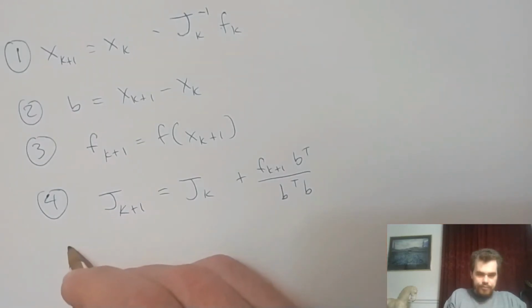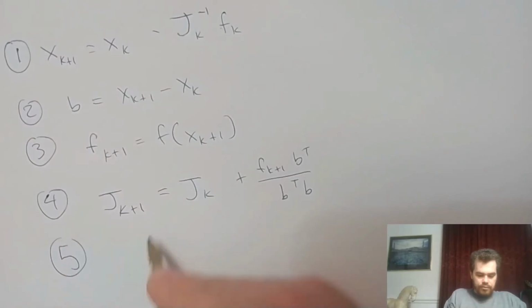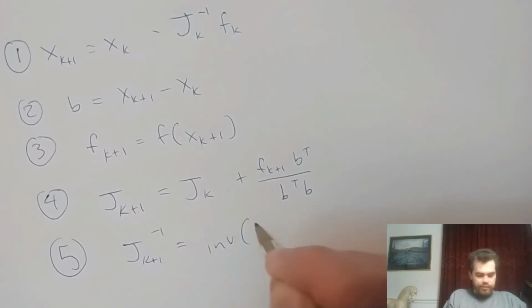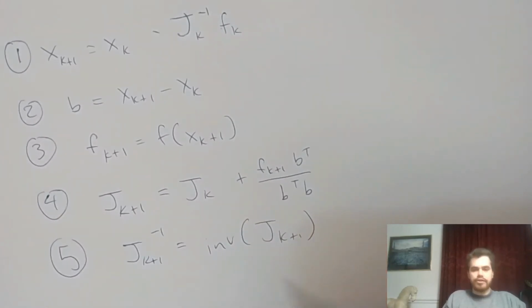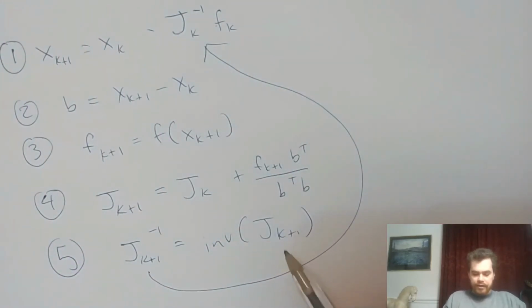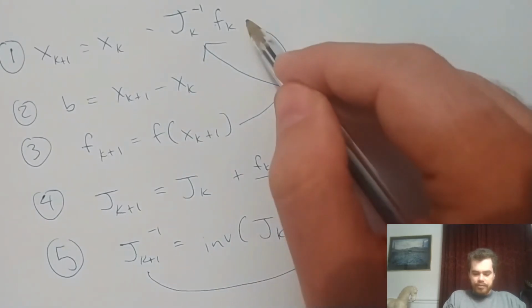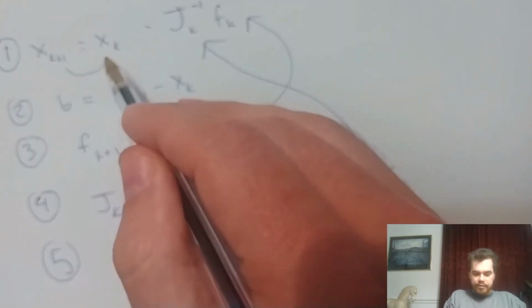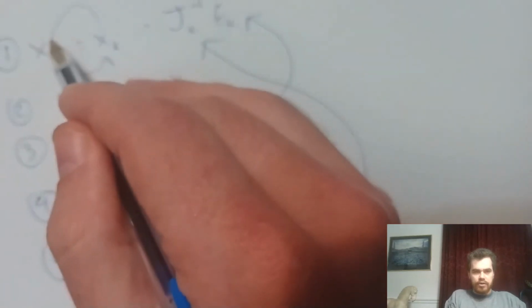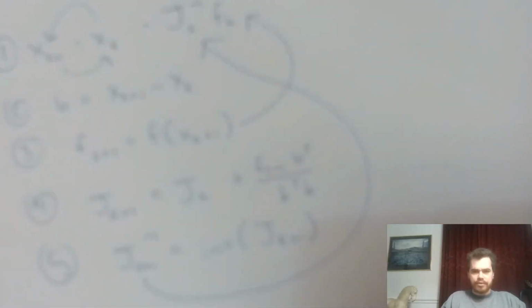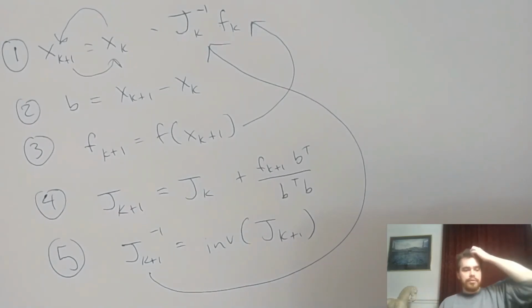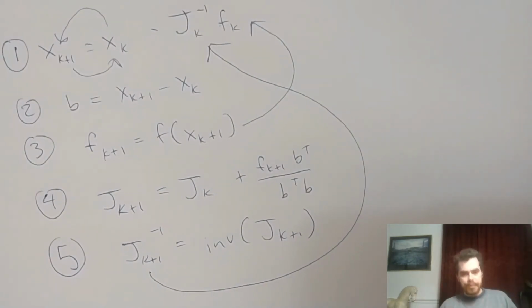And then finally, take the inverse of your Jacobian, Jk plus 1 inverse. That's kind of a tautology, but then you plug it back in here, and you plug your Fk plus 1 in here, and you plug your xk plus 1 in here, and you get your xk plus 2. And then you go through all the steps again. Those are the key steps.